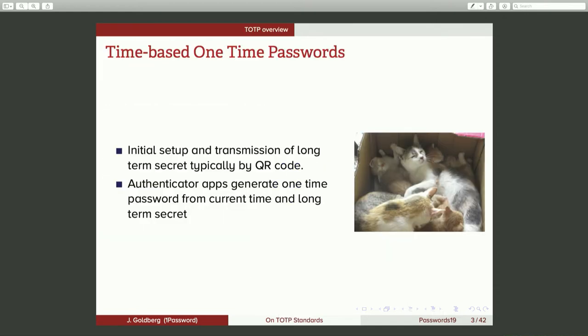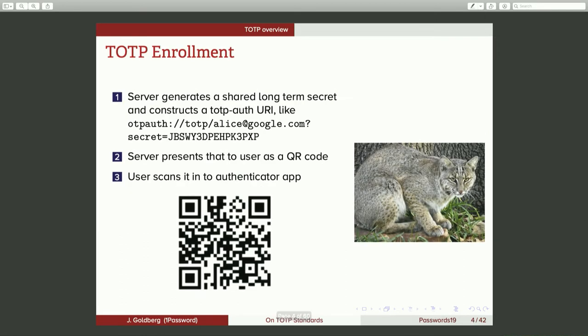And I'm actually going to pretty much assume that people know what TOTP is, time-based one-time passwords. Initial setup, the server generates a code with some other metadata, typically presents it as a QR code to the user, authenticator app scans it, gets this thing in, and then has a long-term secret. Process looks like that.